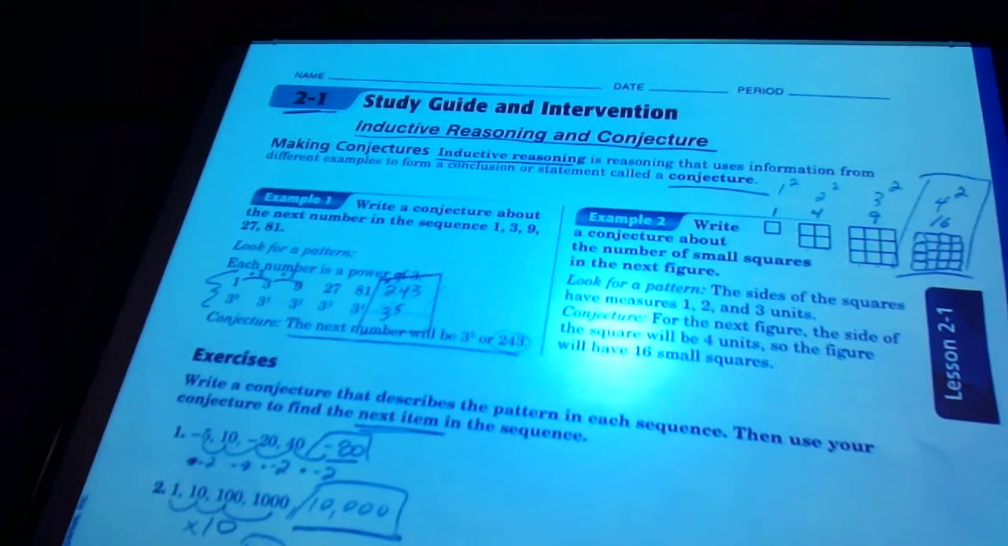All right, inductive reasoning, for math, is looking at a set of numbers or a set of data and recognizing the pattern. And a conjecture is making an educated guess on what's going to come next or what's going to follow in that pattern. It doesn't necessarily have to be next, it can be later. You'll see how it goes. So let's just jump into it.